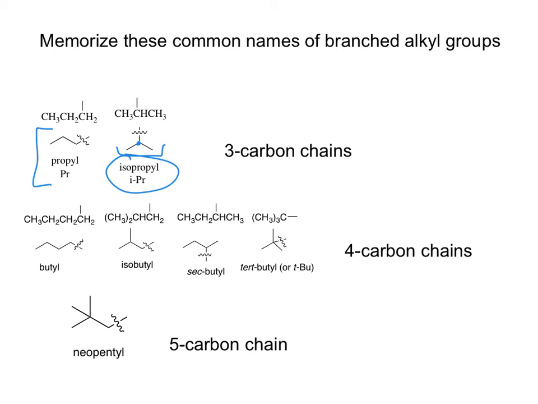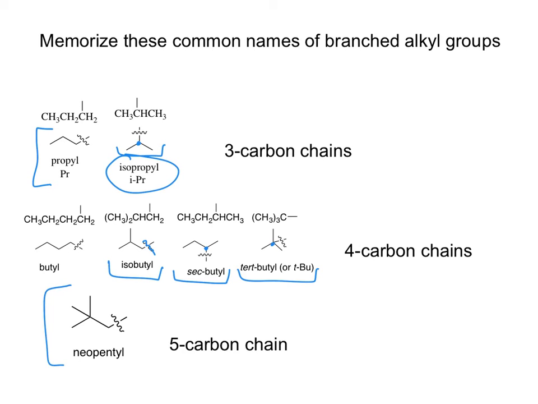For butyl, there are three other types of arrangements of the atoms. In this arrangement, we call that isobutyl. This we call sec-butyl, and this tert-butyl. The reason we call this sec-butyl is that this carbon, which is at the point of attachment, is a secondary carbon. We call this tert-butyl because that carbon, which is at the point of attachment, is a tertiary carbon. The squiggly line just means that's where this group is attached to the main chain.